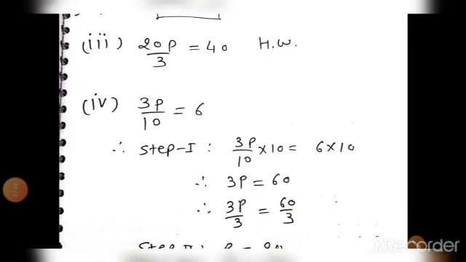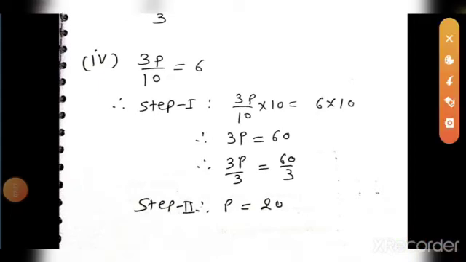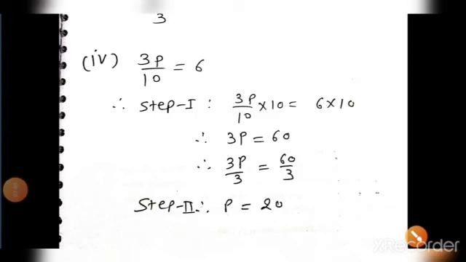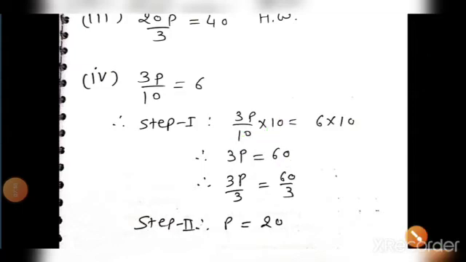and 3p upon 10 is equal to 6. In that case, we have to multiply both sides of the equation by 10. So here you can see 3p upon 10 multiplied by 10 I just do here. After that, 6 multiplied by 10 on both sides of the equation. So here the 10 cancels, and 6 multiplied by 10 is 60.